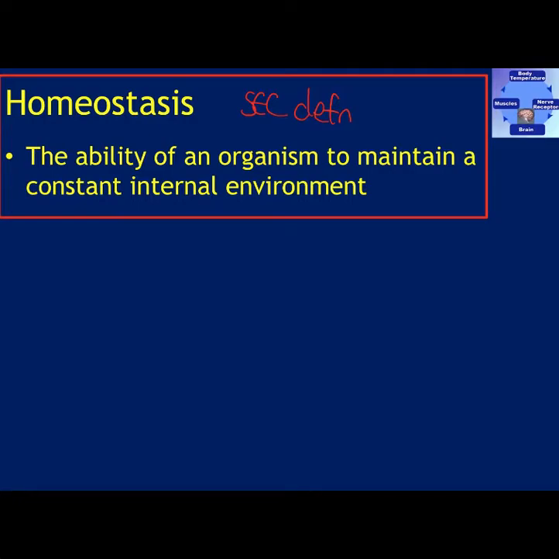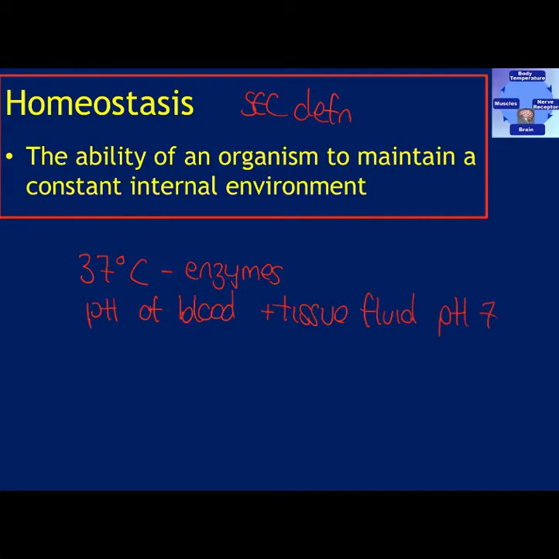Now for humans, what are the things that are really important for us? This is going to finish the top row. We need to stay at 37 degrees. If we were all together, I'd be asking you, why is 37 degrees important? We need this temperature for our enzymes to work at their best. The pH of our blood and the tissue fluid that surrounds our cells needs to stay around 7.4. If it goes too high or too low, it can have consequences for our enzymes.